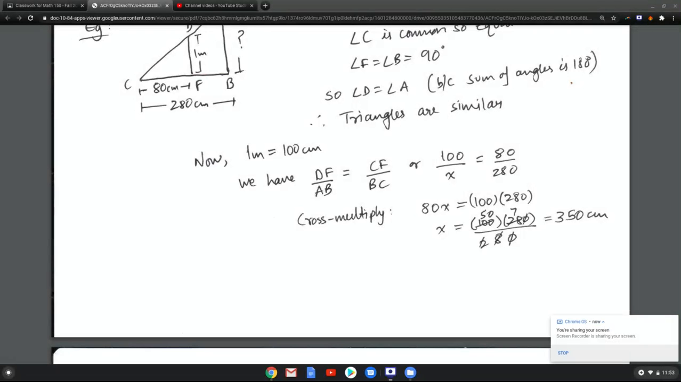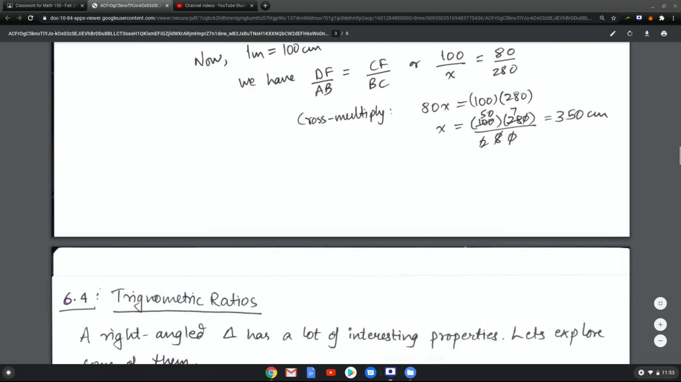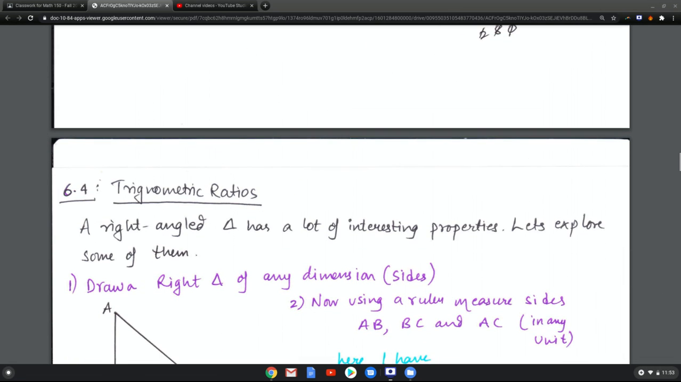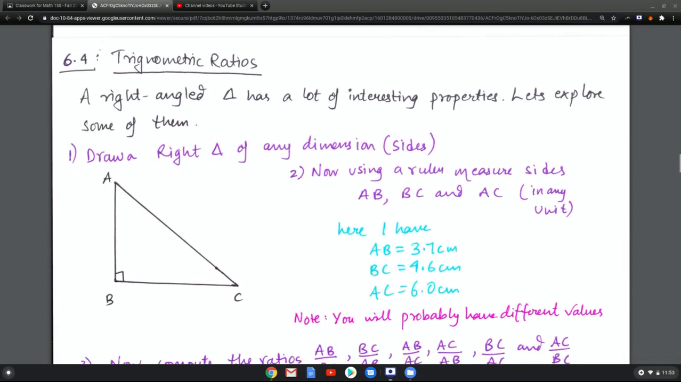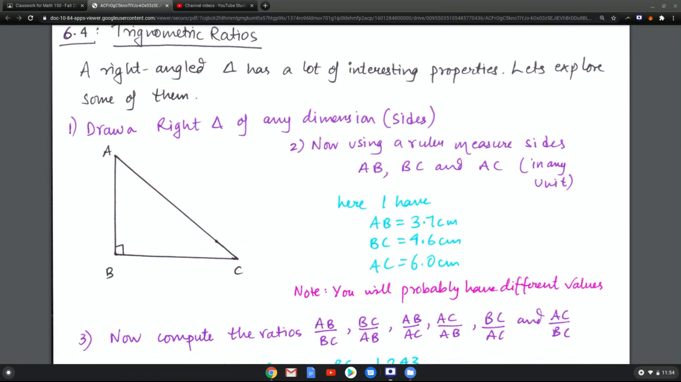Now we're going to extend the idea of similar triangles and apply it to a very specific scenario of right angle triangle, and we're going to discover something called the trigonometric ratios. So first start by drawing any right angle triangle of any dimension. I highly encourage you to do this exercise along with me.